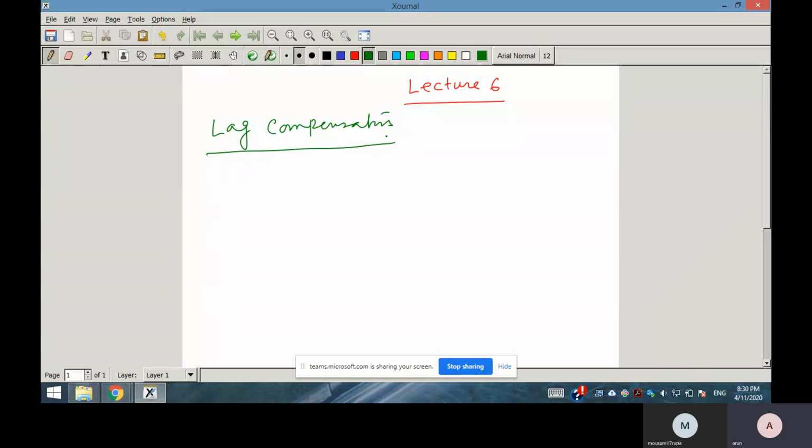Lead compensators are used to provide phase lead as well as gain amplification. Lead controllers are used to speed up the response, or if a system suffers from poor phase margin or damping ratio, because phase margin is equivalent to damping ratio. Now, under which situation are lag controllers used?